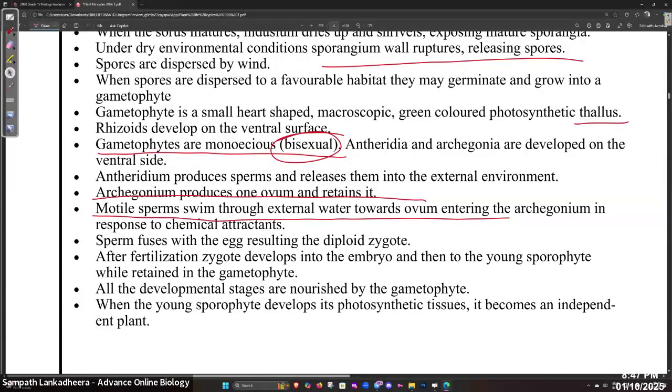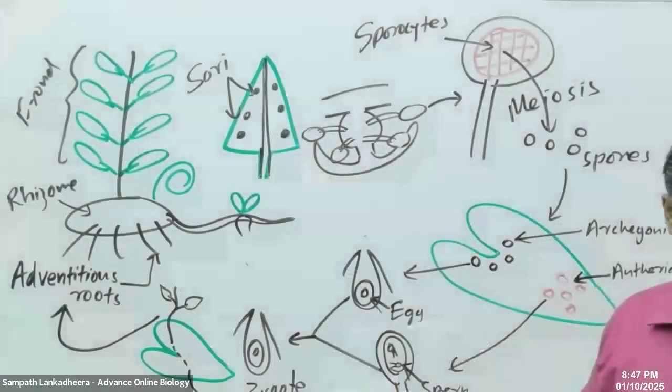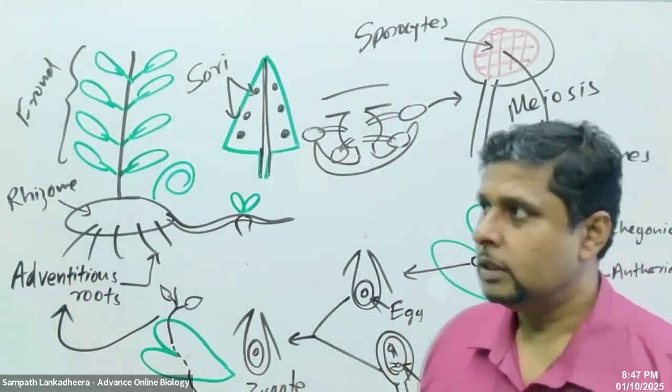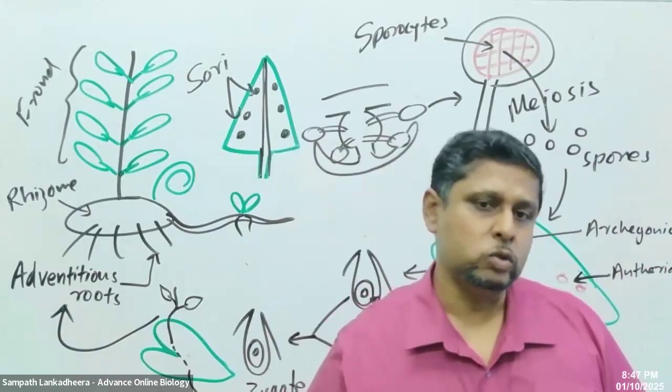After fertilization, the zygote develops into an embryo and then into the young sporophyte while retained in the gametophyte. All the development stages are nourished by the gametophyte. When the young sporophyte develops into photosynthetic tissue, it becomes an independent plant.